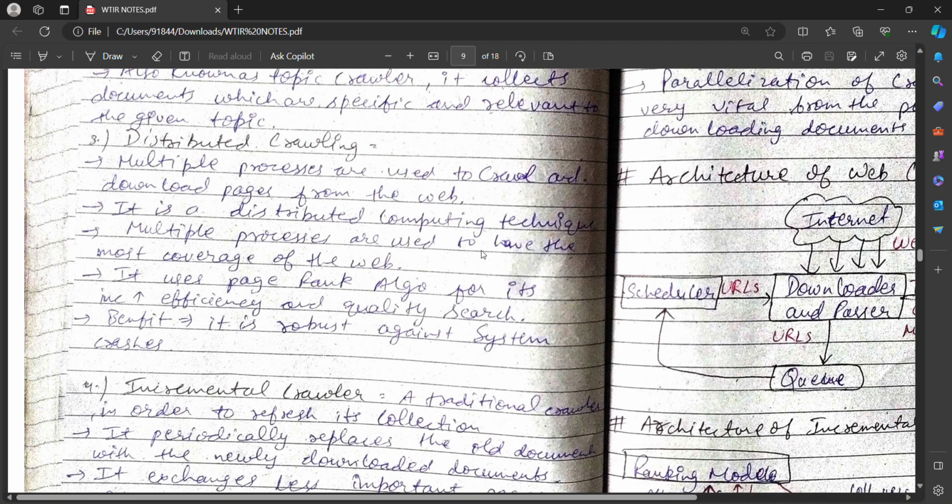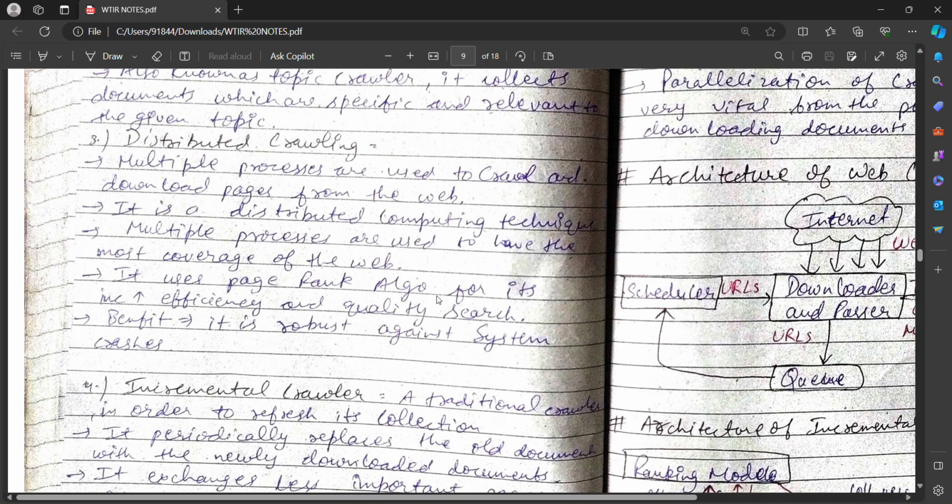Multiple processes are used to have the most coverage of the web. Here we are going to cover a large portion of the web with the help of multiple processes. So in distributed crawling, there is a concept of multiple processes, more than one process, that are used to have a large coverage of the web, so that a large number of web pages can be crawled.